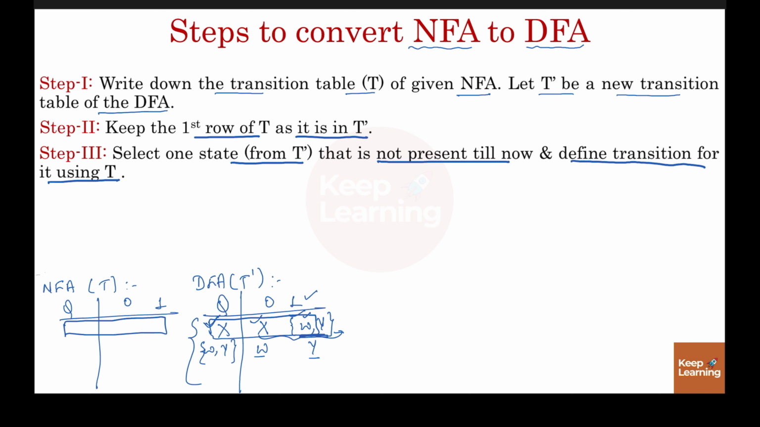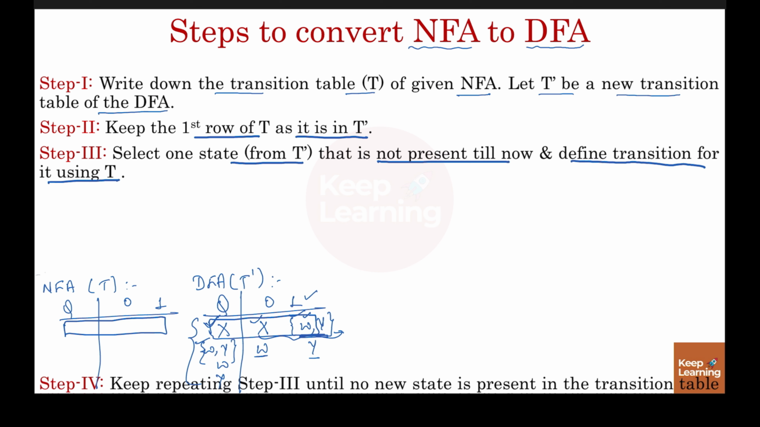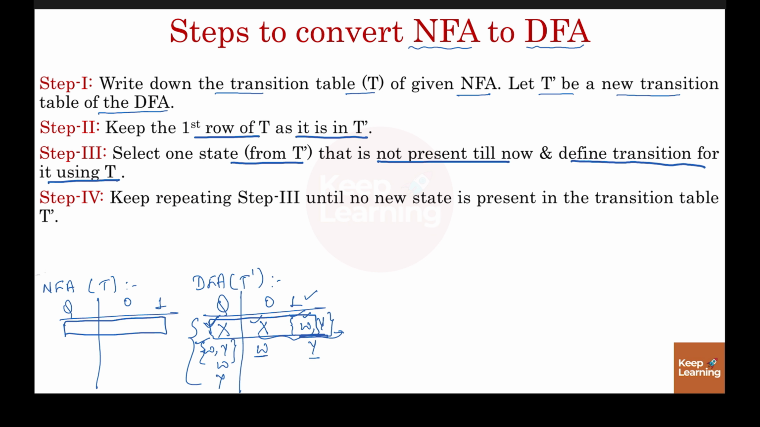Okay, so WY is defined here, next we will define W here, then we will define Y here. Keep repeating step 3 until no new state is present in the transition table T dash.